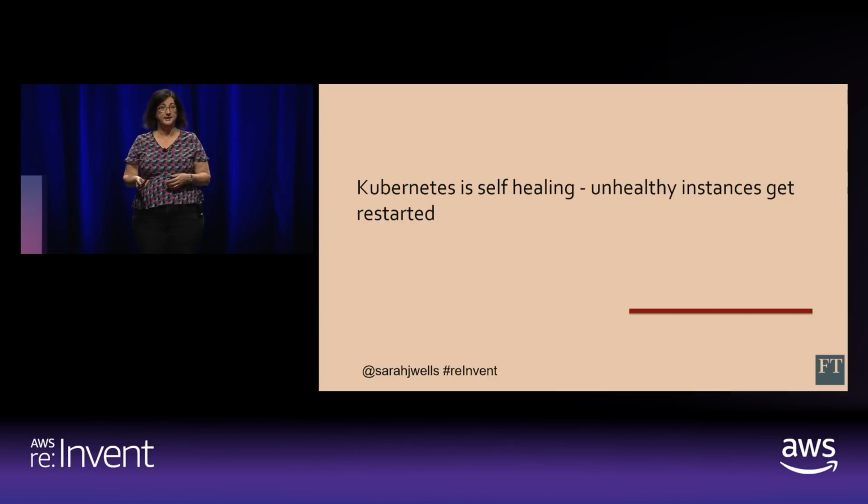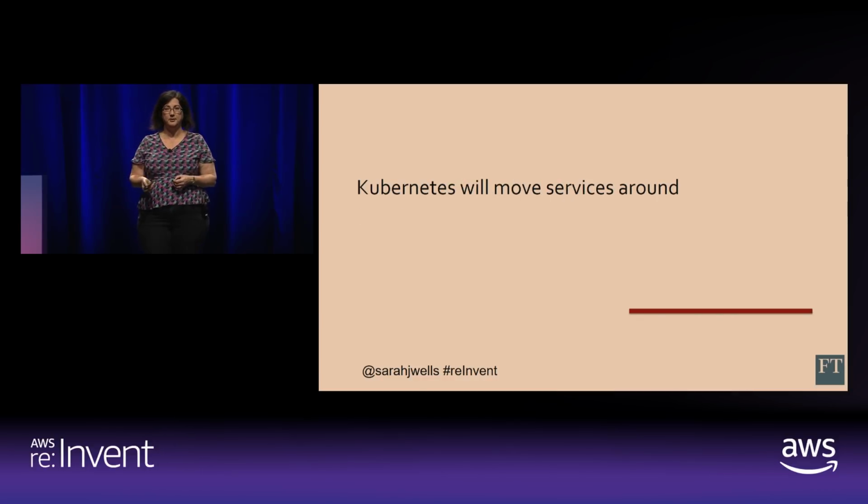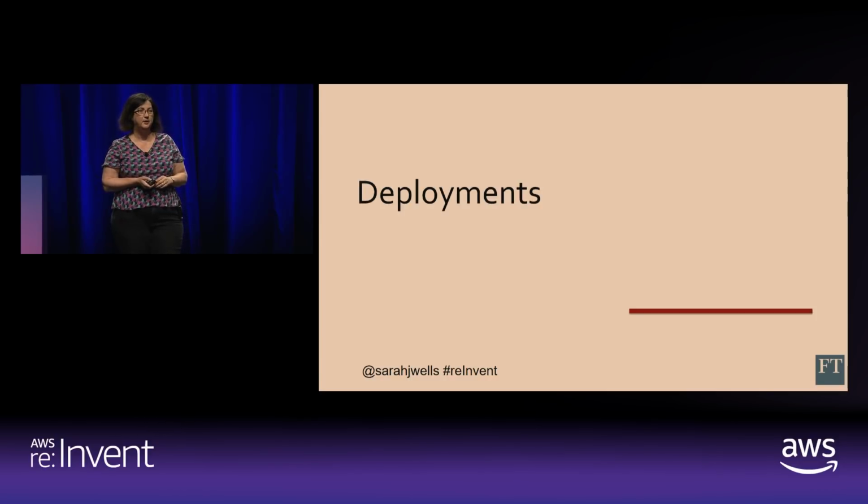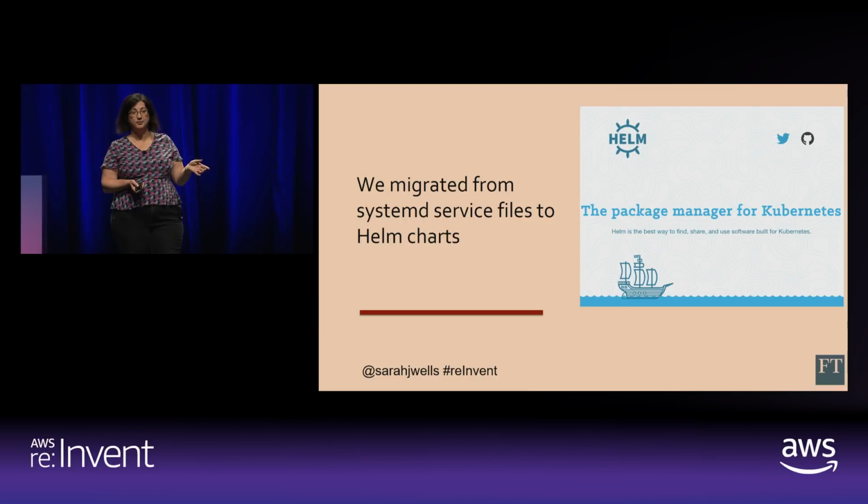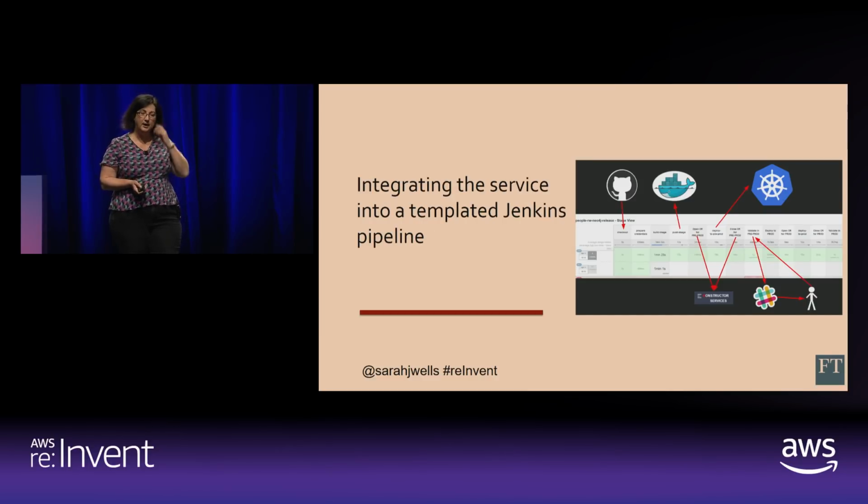Unhealthy instances get restarted, so you don't have to spend a lot of time yourself doing this. And it moves services around based on CPU or memory load, so you don't get some really unbalanced set of services. We changed our deployment mechanism at the same time. Part of it was just a simple swap of systemd service files to Helm charts. That was very straightforward. And part of it was that we actually introduced a templated Jenkins pipeline.